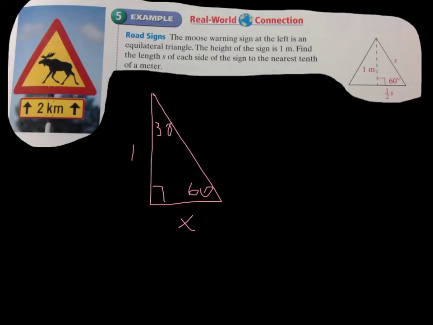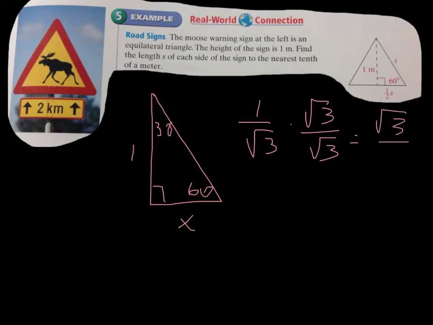So, x is going to be 1 divided by the square root of 3. Remember, you multiply the shorter leg by the square root of 3 to get the longer leg, so we're going to divide by the square root of 3 to get the shorter leg. So, you can't have a radical in the denominator. We're going to multiply by the square root of 3 over the square root of 3, and we get the square root of 3 over 3 for the shorter leg of our 30, 60, 90.